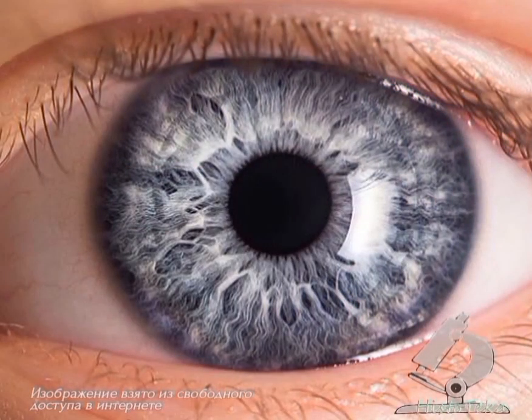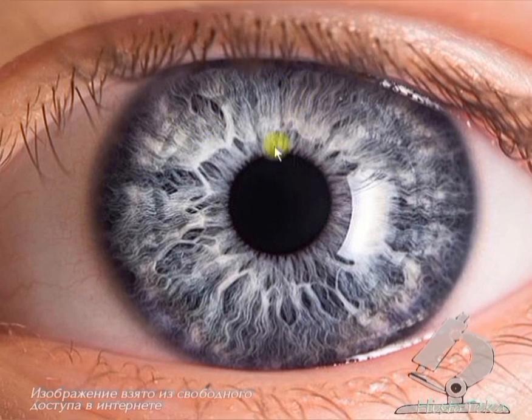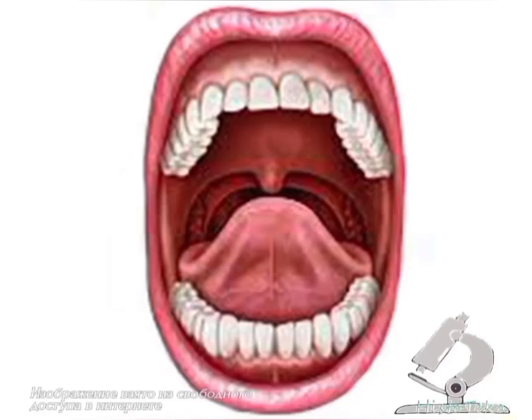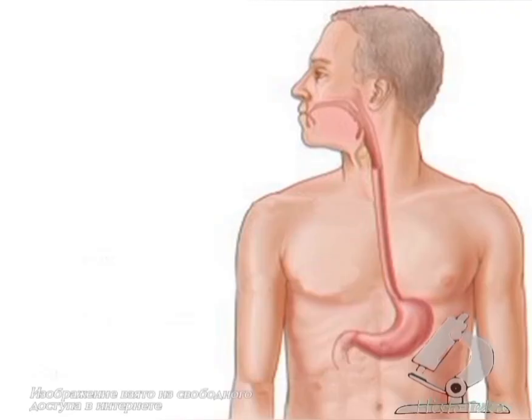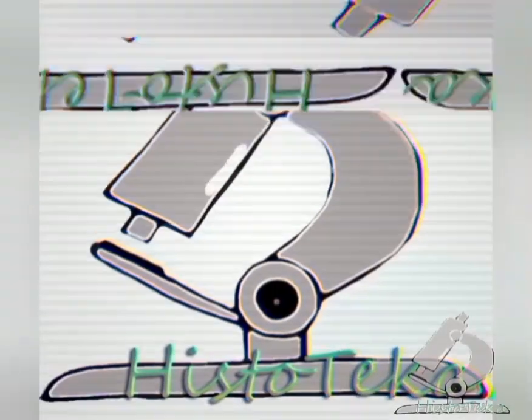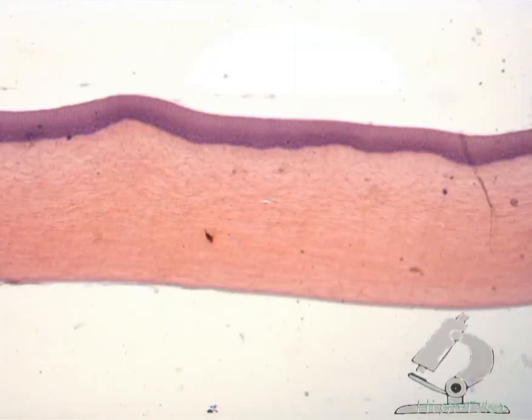Stratified squamous non-keratinized epithelium covers the cornea of the eye and conjunctiva from the outside, lining the oral cavity, pharynx, esophagus, vagina. Consider a section of the cornea of the eye.